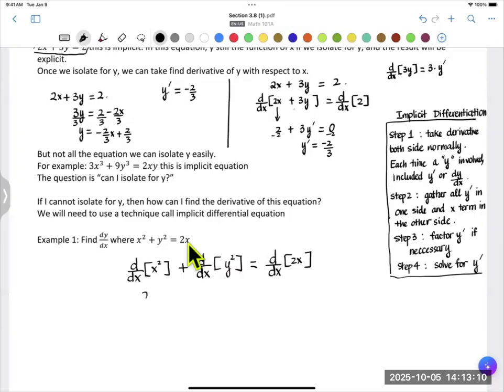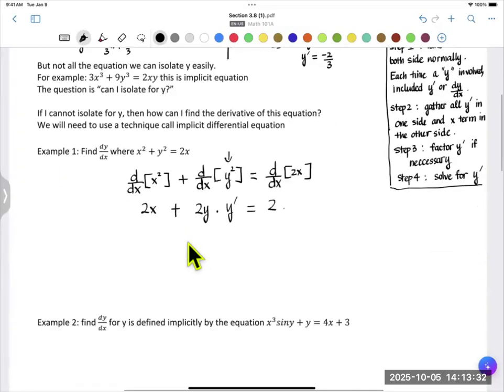So we will have 2x plus the y term involved. We take the derivative normally, which is 2y, but make sure we also include y prime. If you don't want to use y prime, that's fine, you can write dy over dx. It will be the same thing. So plus 2y times y prime equals 2, since the derivative of 2x is 2.